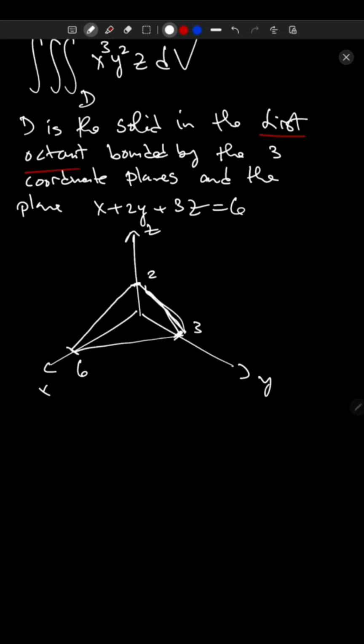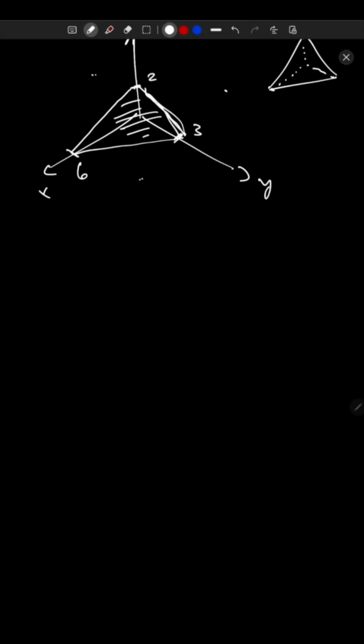So that's our plane. We're integrating over this tetrahedral region, bounded by this plane that's facing us right here, and then the xz plane, the yz plane, and the xy plane. If I just draw the solid by itself, it looks something like that. Let me draw that again, just so we can figure out our limits of integration.